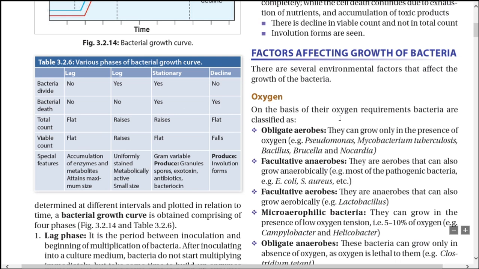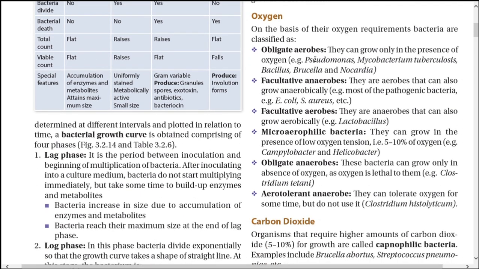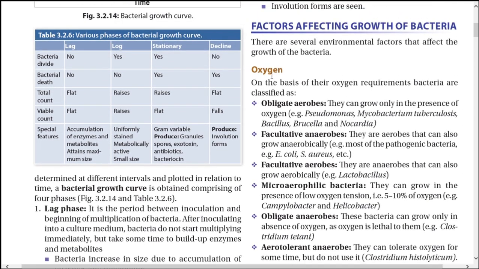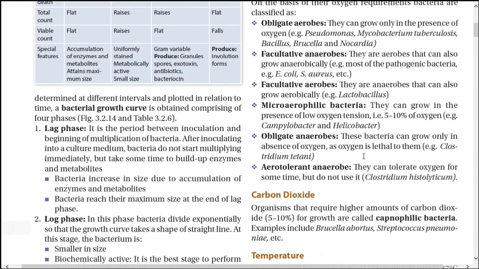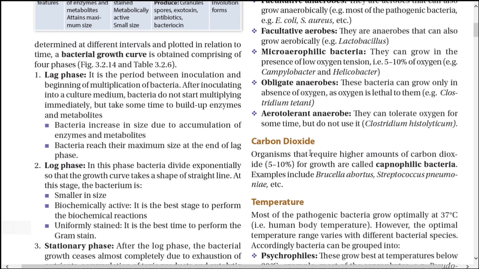So let us see some of the factors affecting growth of the bacteria. You can remember oxygen. There are obligate aerobes, facultative anaerobes, microaerophilic bacteria, obligate anaerobes, and aerotolerant anaerobes. Then carbon dioxide. Organisms that require a higher amount of carbon dioxide for growth are called capnophilic bacteria. Examples: Streptococcus pneumoniae and Brucella abortus.